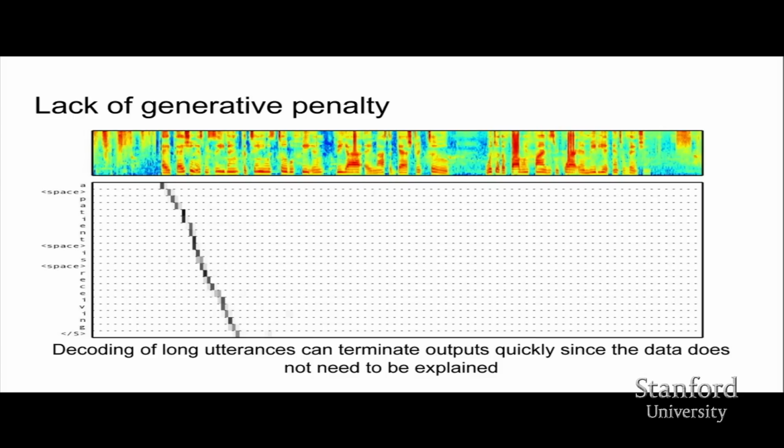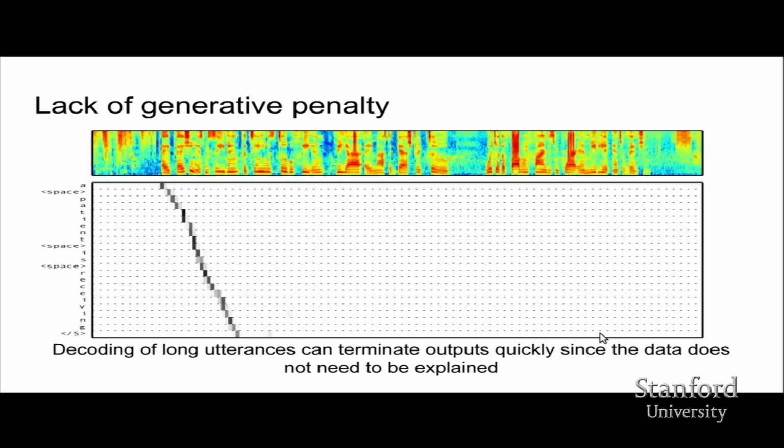So that's one problem. Another big problem that arises during decoding is this lack of generative penalty. I think there was a slide in your translation lecture which talked about this in a different setting, but I'll talk about it in the context of audio. When you have a very long input sequence and you're decoding it one character at a time, you're comparing your hypotheses against all alternative hypotheses. So every time you produce a new token, you pay a cost for that extra token.